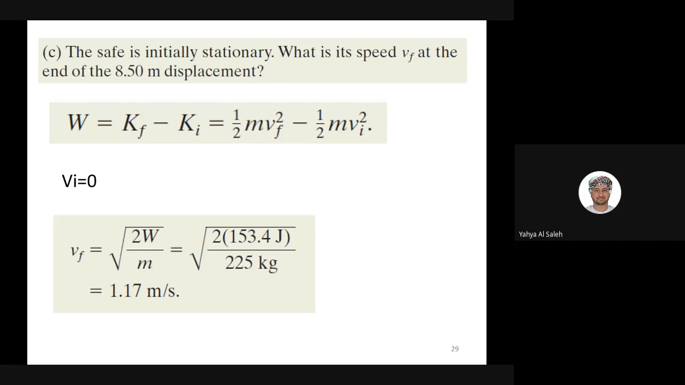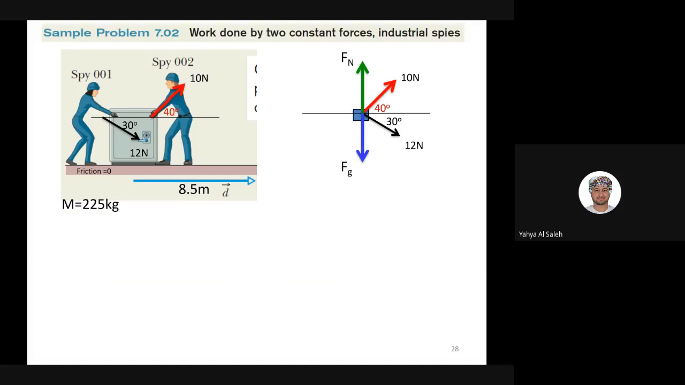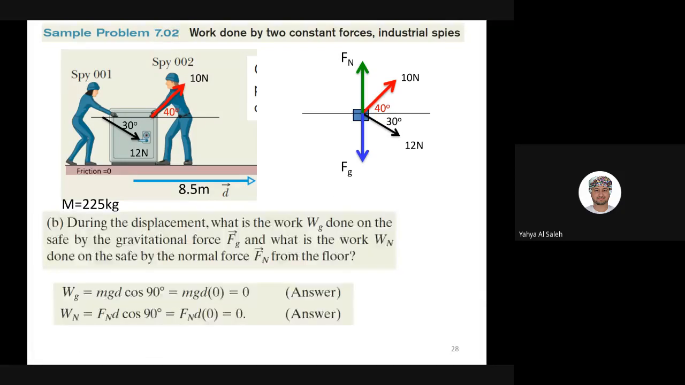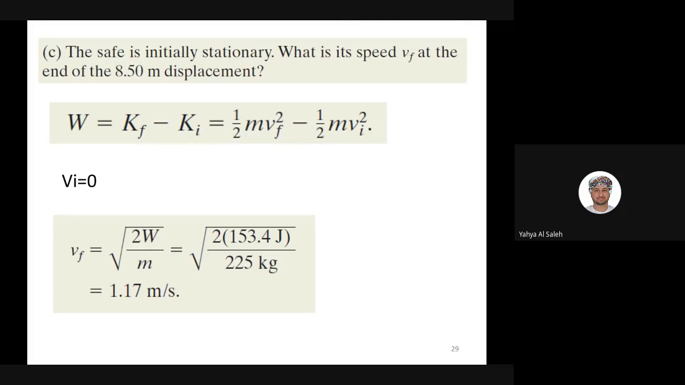So we simply rearrange. We know our total work is equal to 153 joules. So 153 joules, 225 kilograms, and it immediately tells us 1.17 meters per second. Without going through any really complicated calculations, knowing the times, knowing the velocities and acceleration distances, etc. Very, very easy.